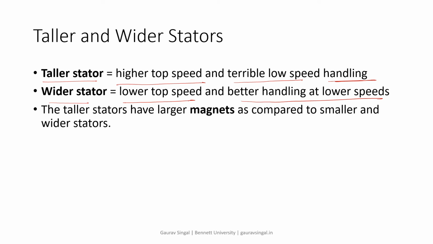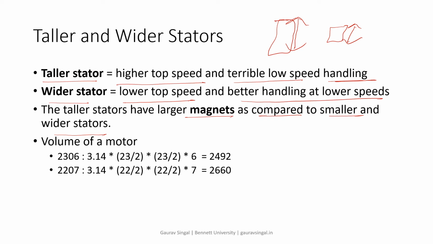The taller stator has the largest magnet as compared to the smaller and wider stator. It's clear now? Suppose you have a taller one and a smaller one. In this one the magnetic field is this, and in this one the magnetic field is this. It's very simple.